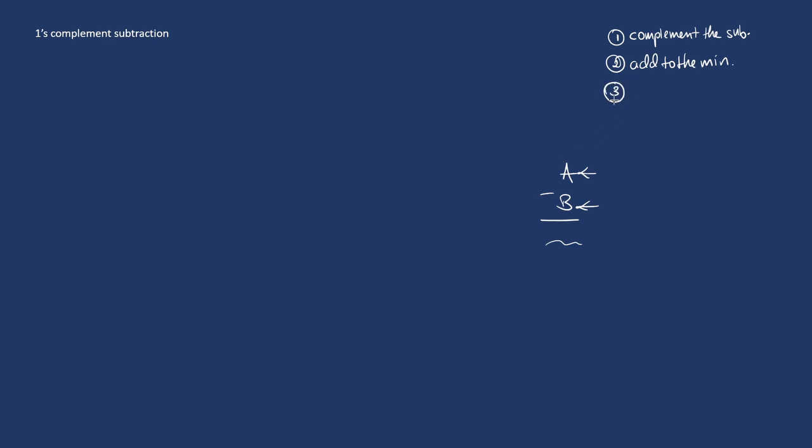Now for the third step, it depends on how the addition turns out. For the first case, let's call this I: if there's a carry, then you perform an end around carry, or you can call it end around addition. But if there's no carry, then you recomplement, and then you add a minus sign.